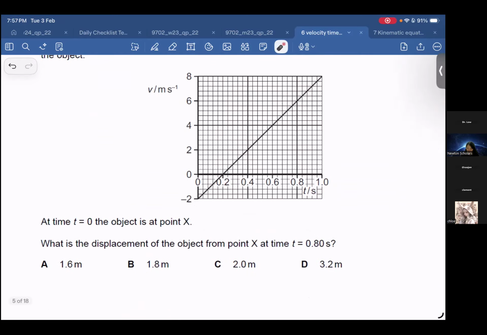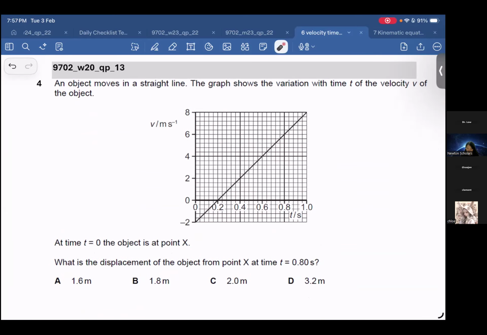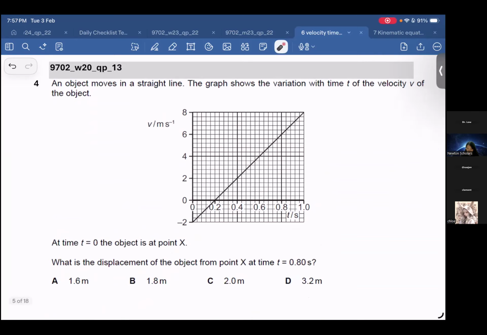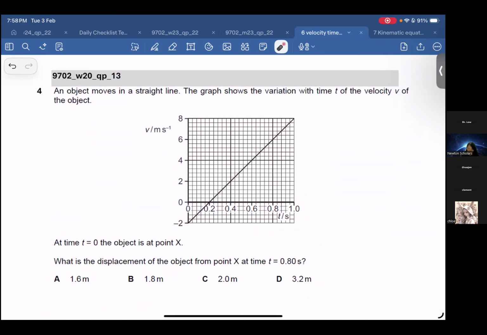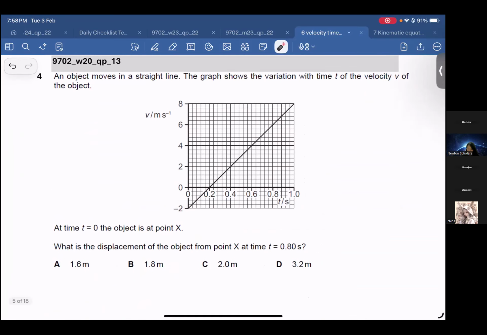Okay, thank you, dear. Here they are asking about an object moving in a straight line. The graph shows the variation with time t of the velocity v of the object. At time t equals 0, the object is at point x. The question asks: what is the displacement of the object from point x at t equals 0.8? After 0.8 second, what is the displacement? Can you try?